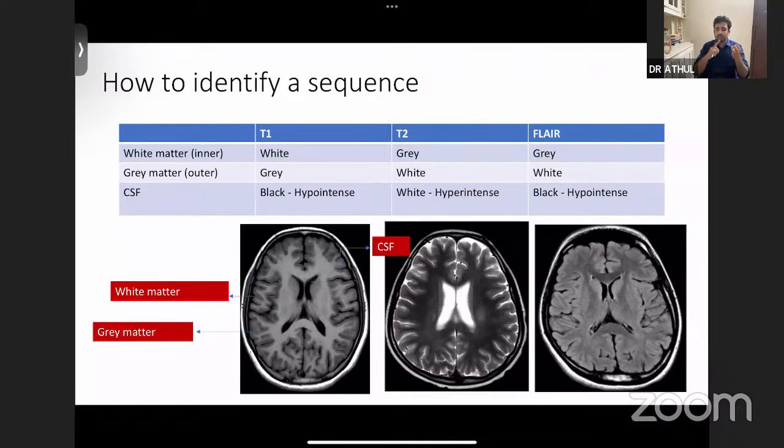You should know how to differentiate between T1 weighted images, T2 weighted images, and FLAIR images. I hope you know this. The most important thing is, first you have to see the CSF. If CSF is bright like this, then it is T2. There is no doubt. If CSF is bright or hyperintense, then it is T2. Then the game is over.